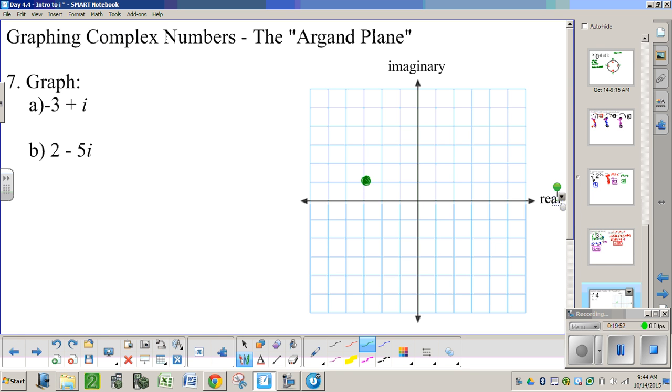And then if I want to do 2 minus 5i, I would go to the right 2 and then down 5. 1, 2, 3, 4, 5. And then my final answer ends up there. Okay, so the first one, A, landed over here, and B landed down there. All right, so graphing them is pretty easy.